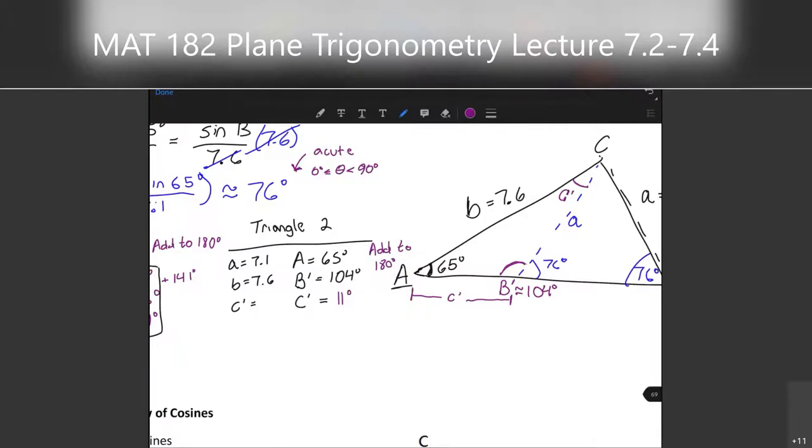And then last but not least, we'll go solve for a little C prime. So 7.1 over sine of 65 equals C prime over sine of 11 degrees. So make sure that we use the C prime angle when we're solving for the C prime side. So we want to continue to use the right angles and sides for the ratio. And then in a similar fashion, really just using the same operations, multiply by the sine of 11.